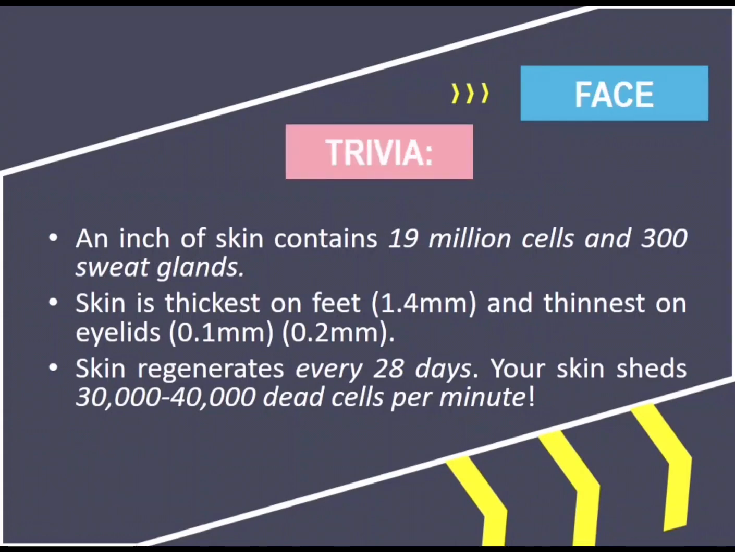Here's a trivia about the skin. Did you know an inch of skin contains 19 million cells and 300 sweat glands? Next, skin is the thickest on the feet, 1.4 millimeters, and the thinnest on the eyelids, 0.1 to 0.2 millimeter. Skin regenerates every 28 days. Your skin sheds 30,000 to 40,000 dead cells per minute. Wow, that's a lot.